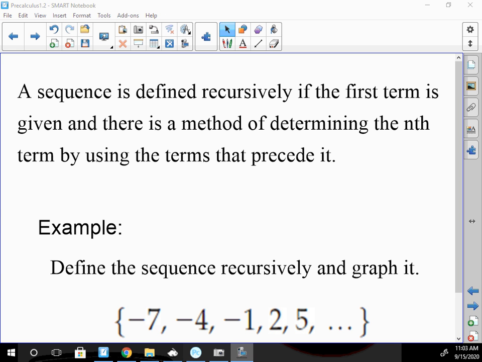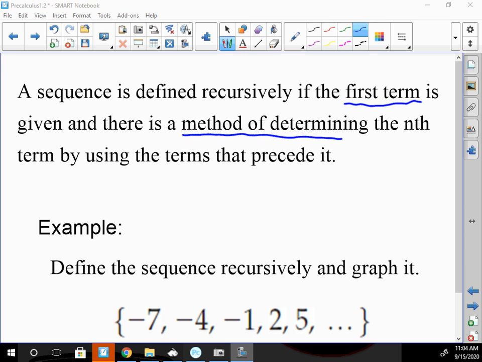A sequence is defined recursively if the first term is given to you and there's a method of determining the nth term. Remember, that just means any term in the future, by using the terms that precede it. So we can define any sequence recursively if I am given the first term and there's a way to keep going using the terms that come before the one I'm trying to find. If I'm trying to find the 10th term, can I use the 9th term, the 8th term, the 7th to get to that 10th term? If I can't, then I can't define the sequence recursively.